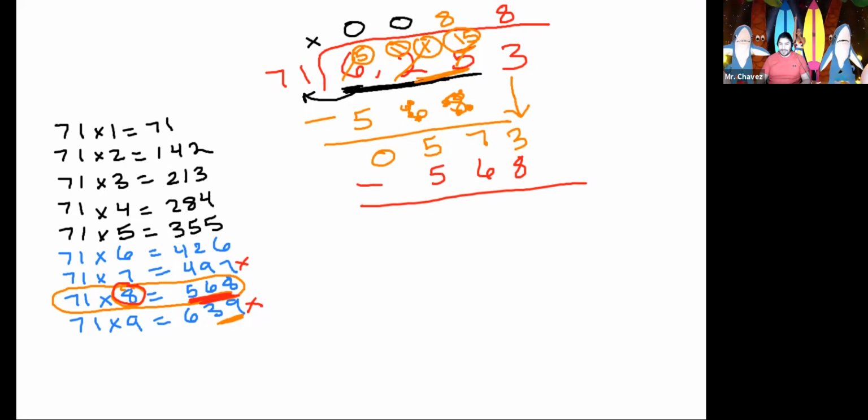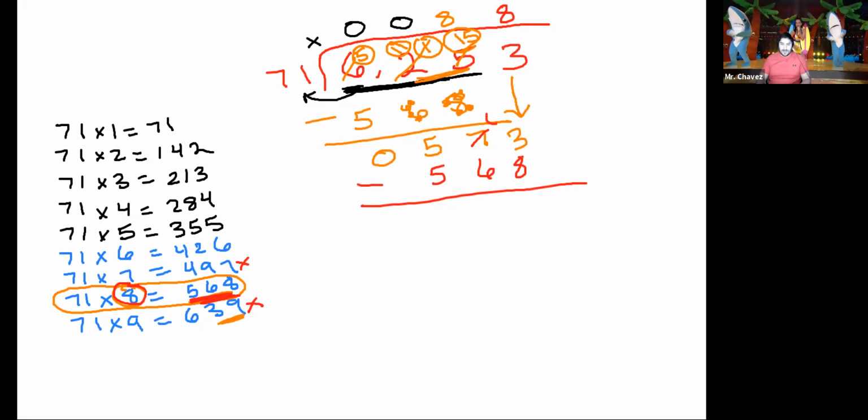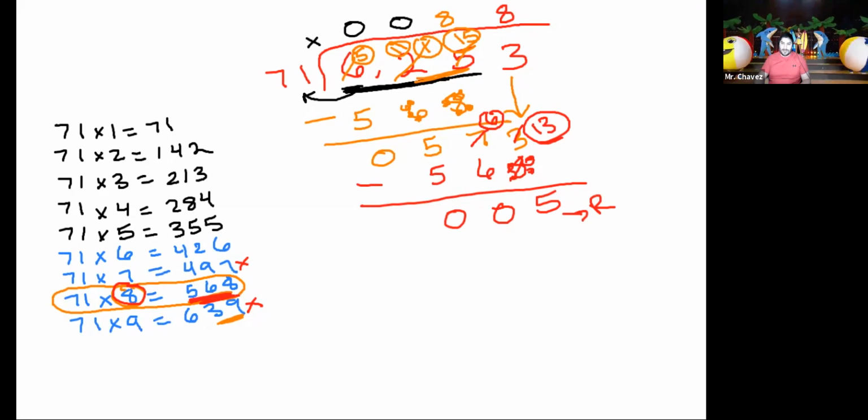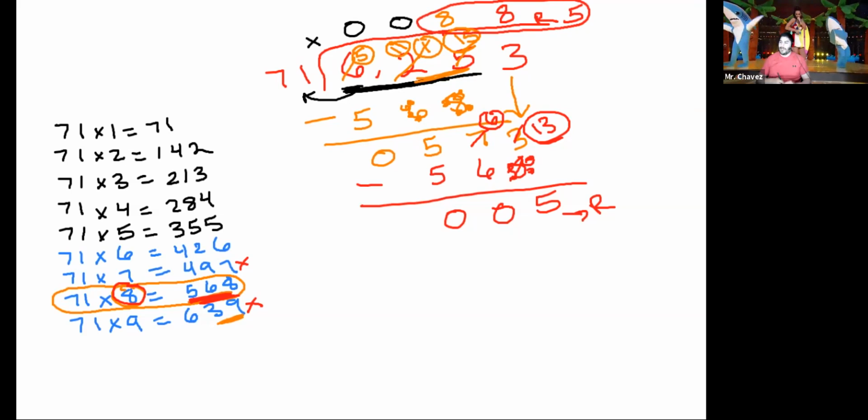Then we subtract. 3 minus 8, I can't do it. So I got to borrow from the 7, it turns into a 6. That 3 turns into a 13. Now I can do 13 minus 8. 12, 11, 10, 9, 8, 7, 6, 5. 6 minus 6, 0. 5 minus 5, 0. There's nothing left to bring down, so I'm done. This 5 is my remainder. So there's my quotient right there. 88 remainder of 5.